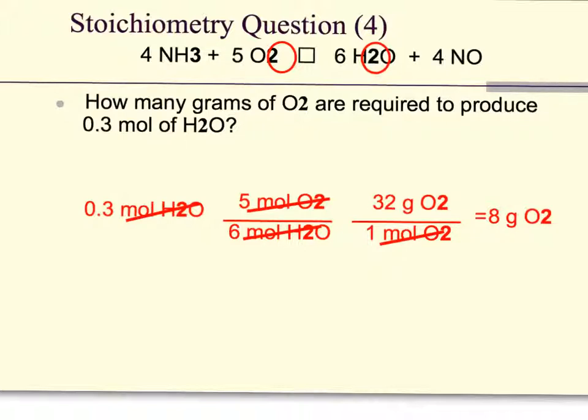Most of our mole-mass problems are this straightforward. Identify chemical A, identify chemical B, plug your numbers into your equation, and solve for it. It's that simple.